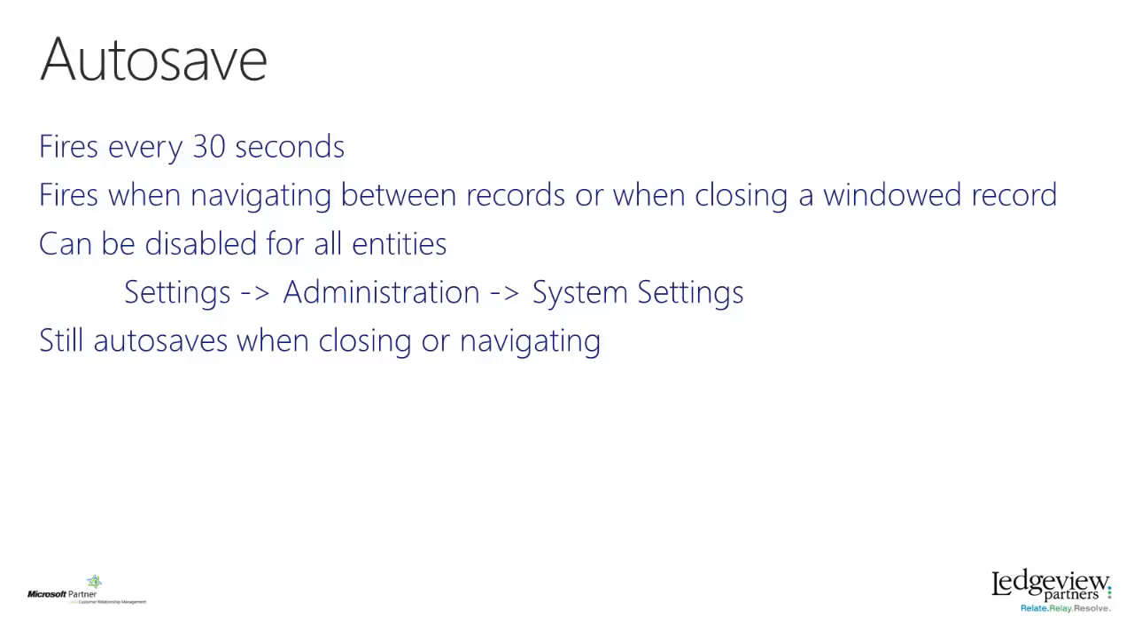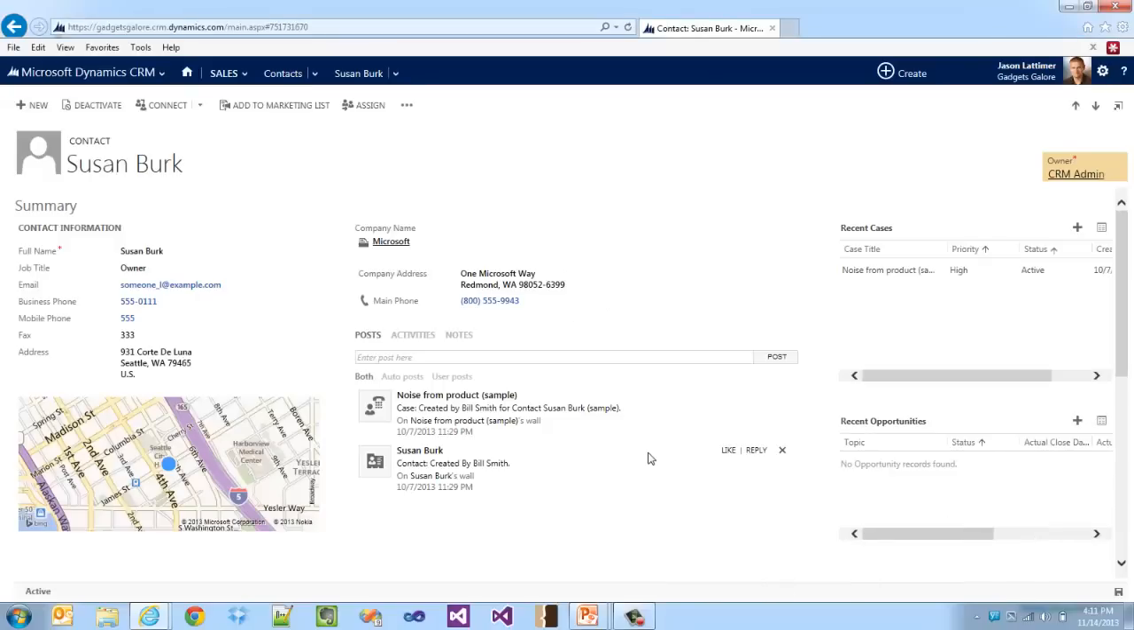Autosave can be turned off at the system level for all entities or can be handled with JavaScript. If you do turn it off at the system level, you do have to keep in mind that if you still close a record that was open in a window or navigate off a record, it still will save your data automatically. If you do disable Autosave, it will recreate the Save button in the command bar for you.